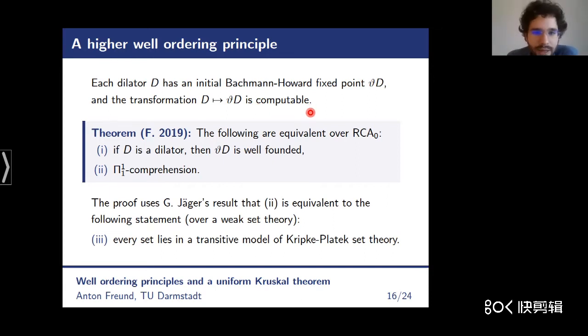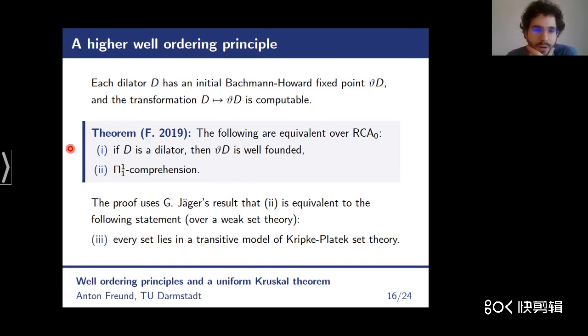And now we can formulate the equivalence. Once again, this is an equivalence that's typical of reverse mathematics, in so far as it's formulated over the usual weak base theory RCA0. And it says that the following two things are equivalent. First, if D is a dilator, then this fixed point theta of D is well-founded. And secondly, this principle of Pi-1 comprehension that we saw before.